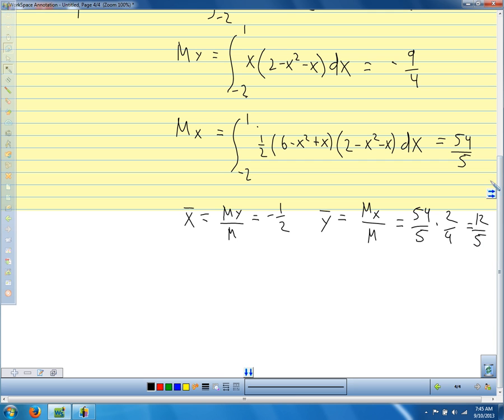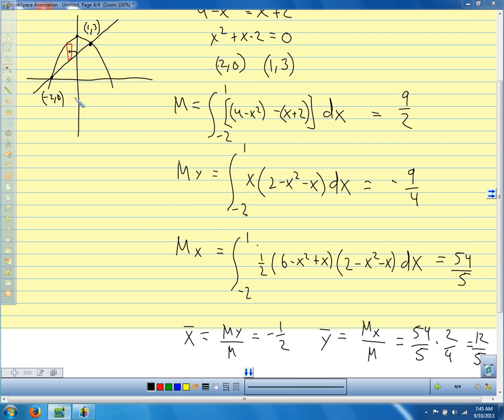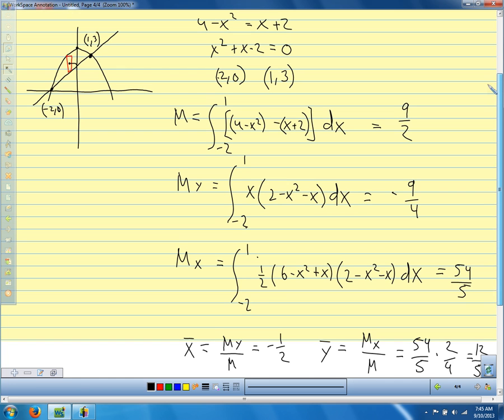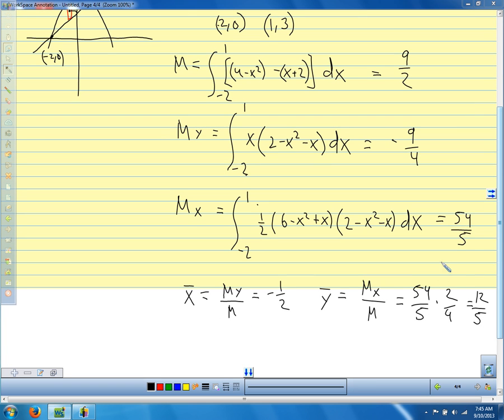And it's always a good idea when you calculate these to make sure that makes sense. So I look at this region. Would the place where it balances, would the x-coordinate be negative? Well, it looks to me like most of the mass is over here. So the x-coordinate of my center of mass would probably be negative. And the y-coordinate of the center of mass would have to be up here somewhere. This is 3, so somewhere between 2 and 3-ish. So we can look back and see if our answer makes sense in terms of what our coordinates come out to be.